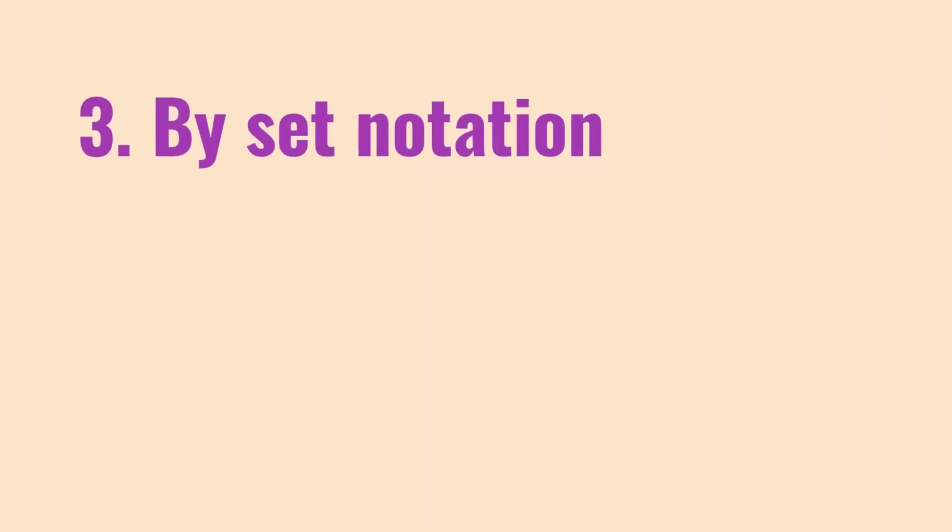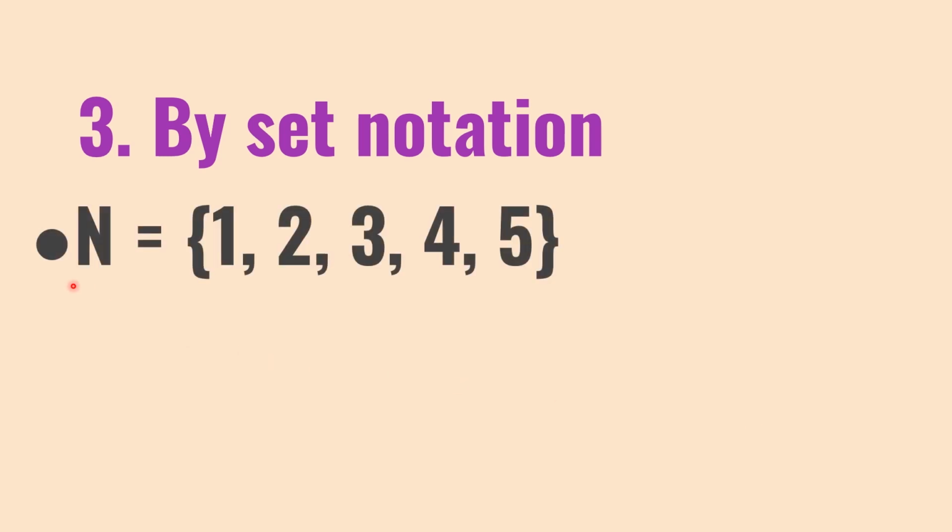And number 3, by set notation. Dito naman gagamit tayo ng symbols para maipakita o ma-describe natin ang ating set. Halimbawa, N is equal to curly brackets 1, 2, 3, 4, and 5. Ibig sabihin nito na ang set N ay binubuo ng mga members na 1 to 5.